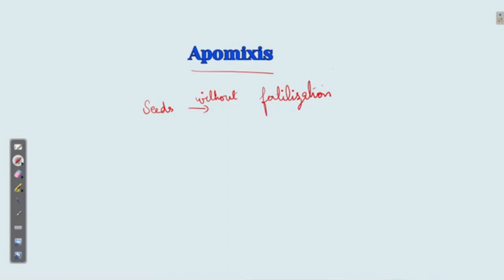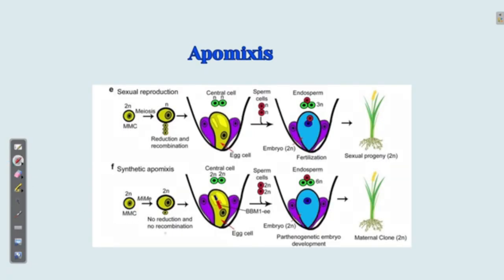Here in this figure, the sexual reproduction is depicted, whereas the mother cell, which is diploid in number, undergoes meiosis and forms the haploid egg cell, and it fuses with the male gamete to form the embryo, which develops into a new individual which is diploid in number.